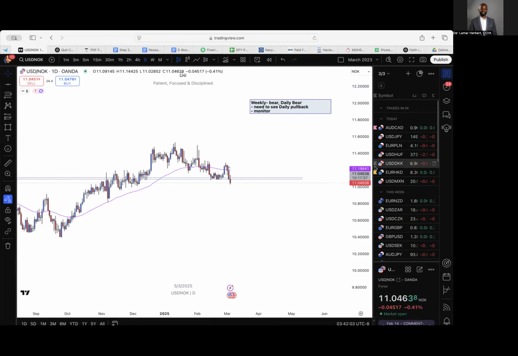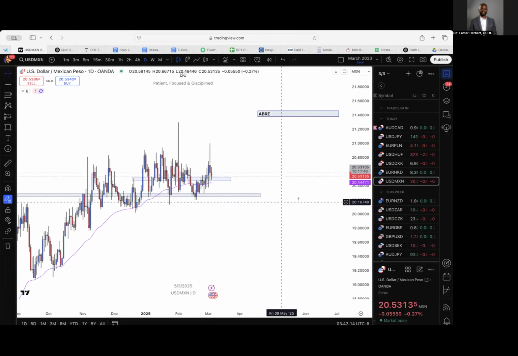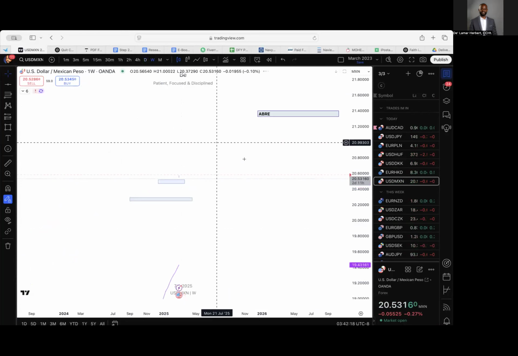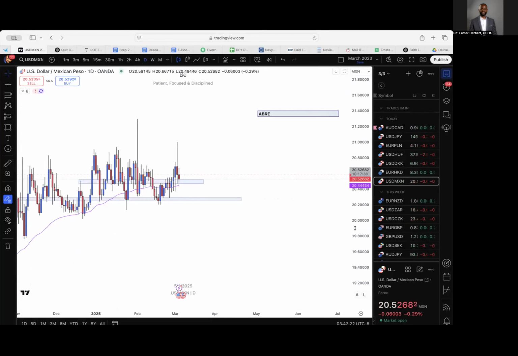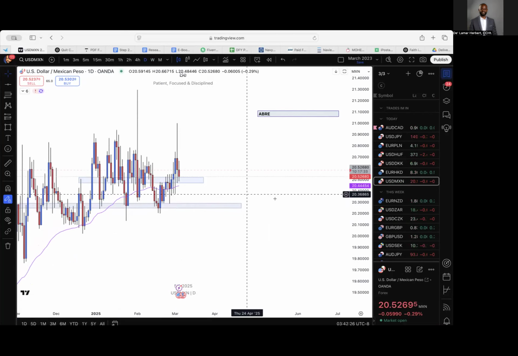All right, today is March 5th, and I am going to go through my pairs for today. Starting off here with USD Mexican peso. We are both weekly here, just showing weekly bullish, daily bullish. Had that pullback on the daily like we wanted to.